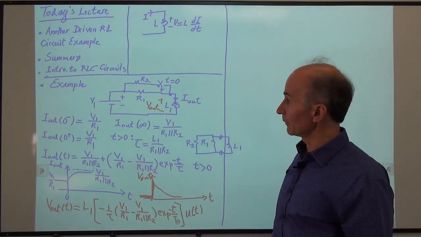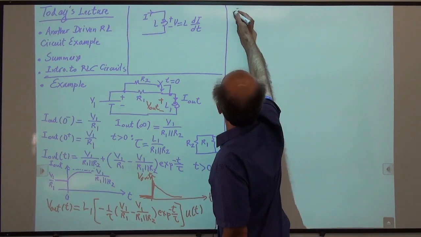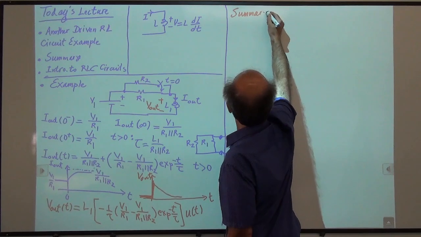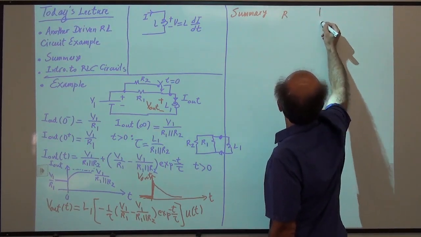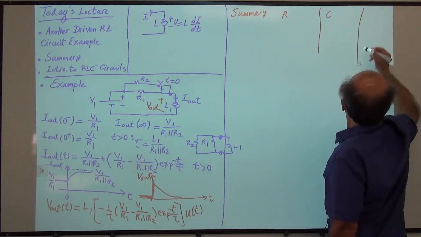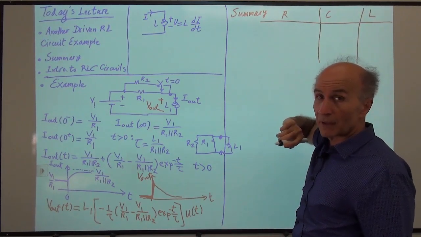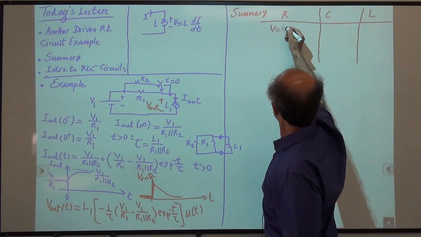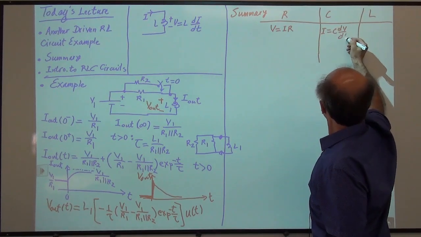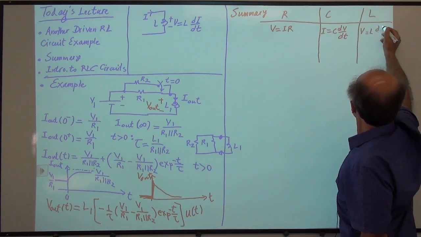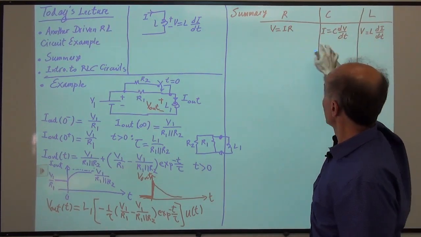Okay, so that was the last example for a driven RL circuit. And let's now go and summarize everything that we have learned about these devices so that we can clearly see the roles. So we have seen resistors and capacitors and inductors. Okay. So the basic equations governing these are, for resistors we have Ohm's law. For capacitors we have I equals C dV over dt. For inductors we have V is equal to L di over dt. And of course you can write these in integral form also, it doesn't matter, but we have these three equations.